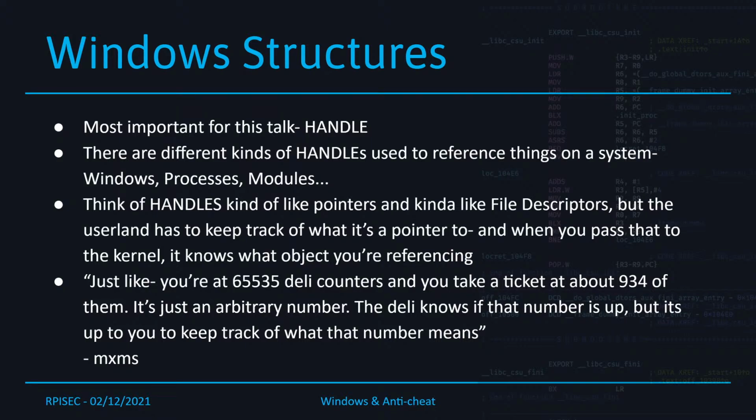And we have this excellent metaphor here. It's just like you're at 65,535 deli counters. You take a ticket at 934 of them. You get an arbitrary number, and the deli knows what it means, but you have to keep track of it yourself. And in this situation, we're also trying to steal all of the ham.